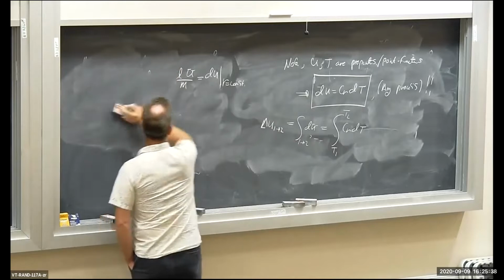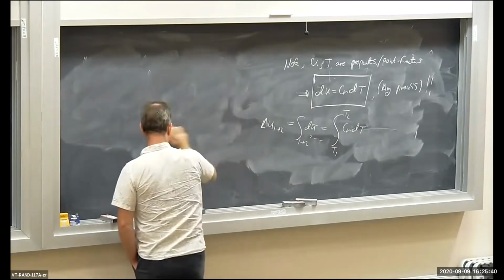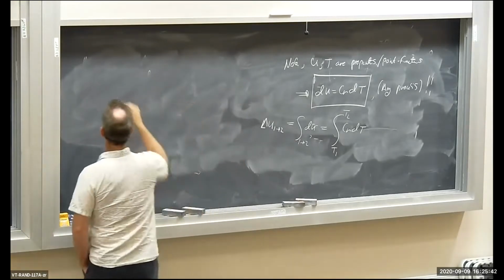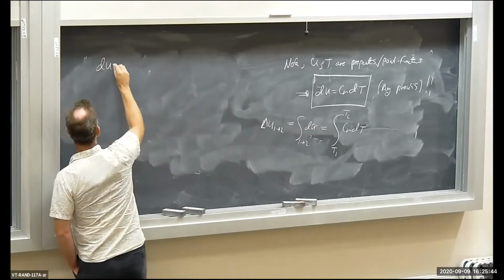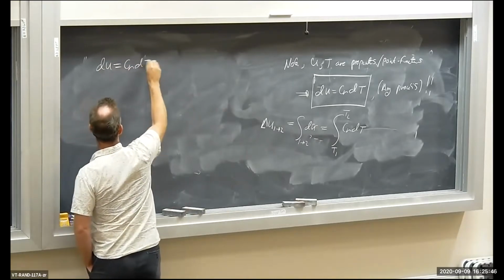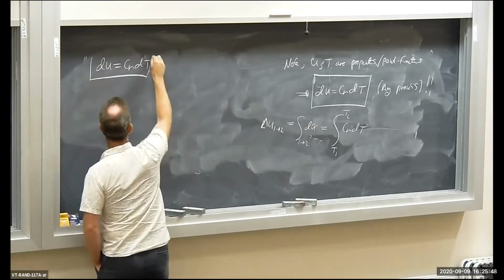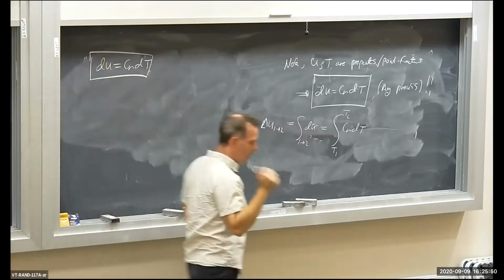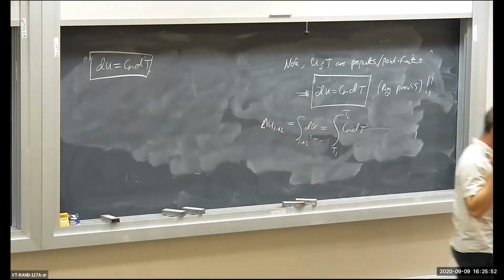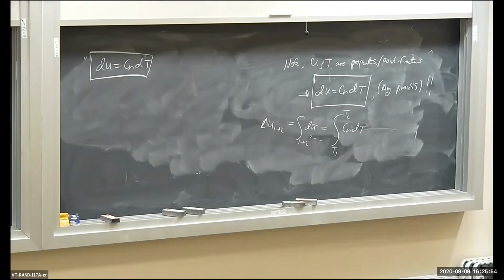Okay, so let me just say a few more things about this. Let me write this one more time. du is equal to CV dT. Okay, so let's put a box around it. Now, one last little thing before we move on from that differential equation. It's not valid in the dome.